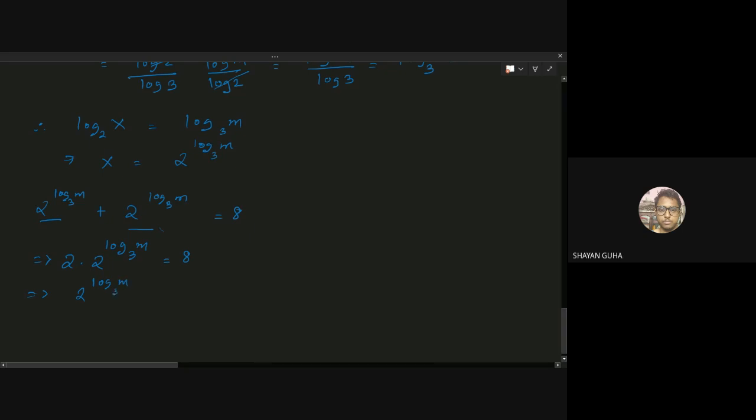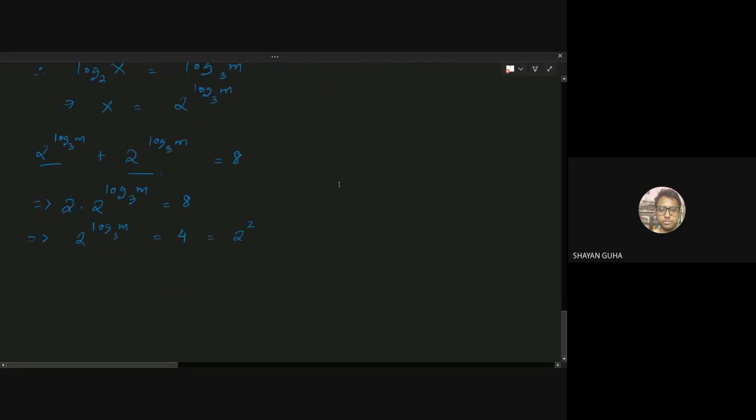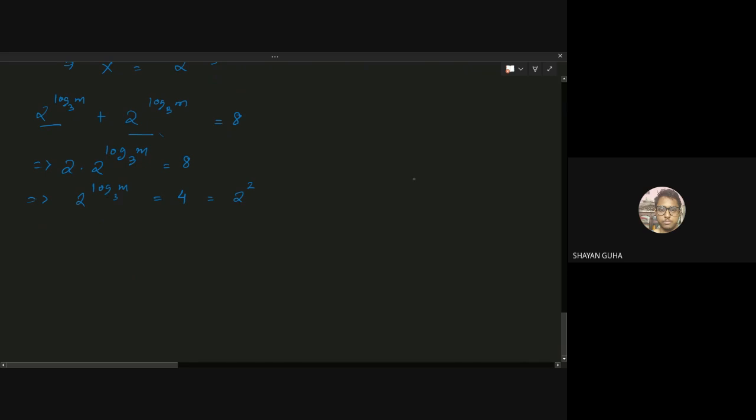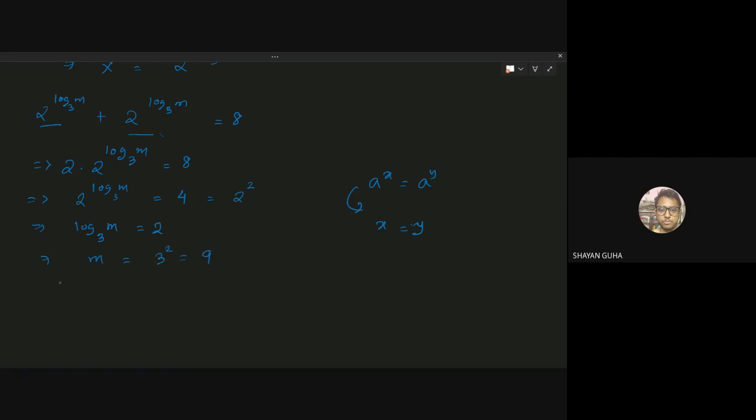log m base 3 equal to 4, and 4 can be written as 2 to the power 2, right? If we have a to the power x equals a to the power y, if both the bases of an exponential are same, we can actually equate the powers. This will imply x is equal to y. By that logic, we can say that log m base 3 is nothing but 2. So ultimately, what is m? M is 3 to the power 2, which is 9. So this is the value of m.